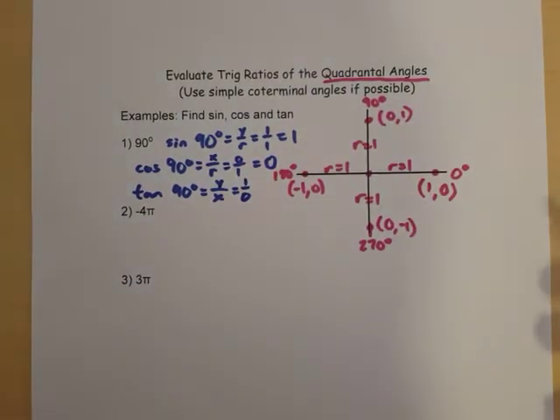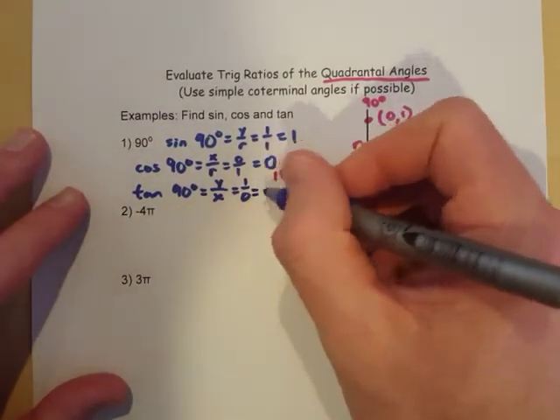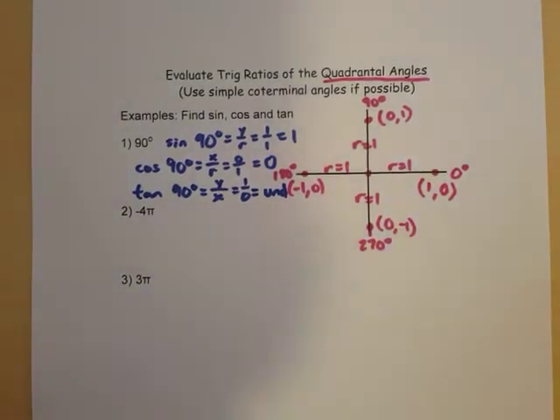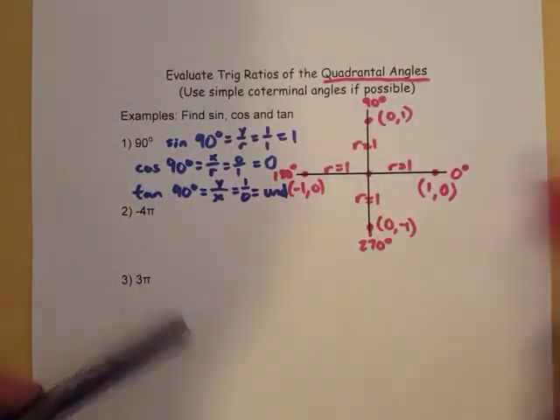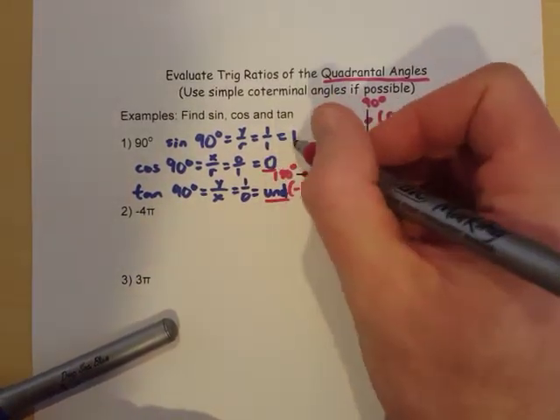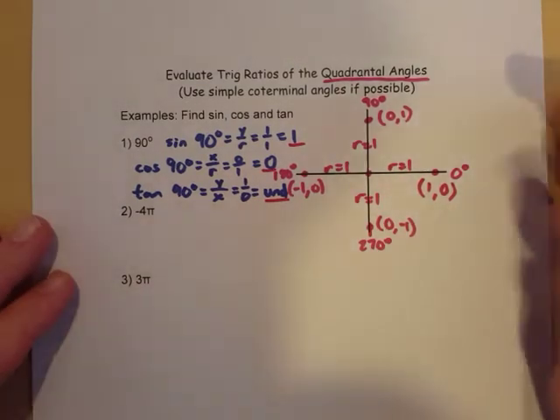We know, though, that anything that's divided by 0 is considered undefined. So just keep in mind that that is a possibility. That will happen from time to time here, where you have undefined for your ratio. So we've got those for our 90 degrees.